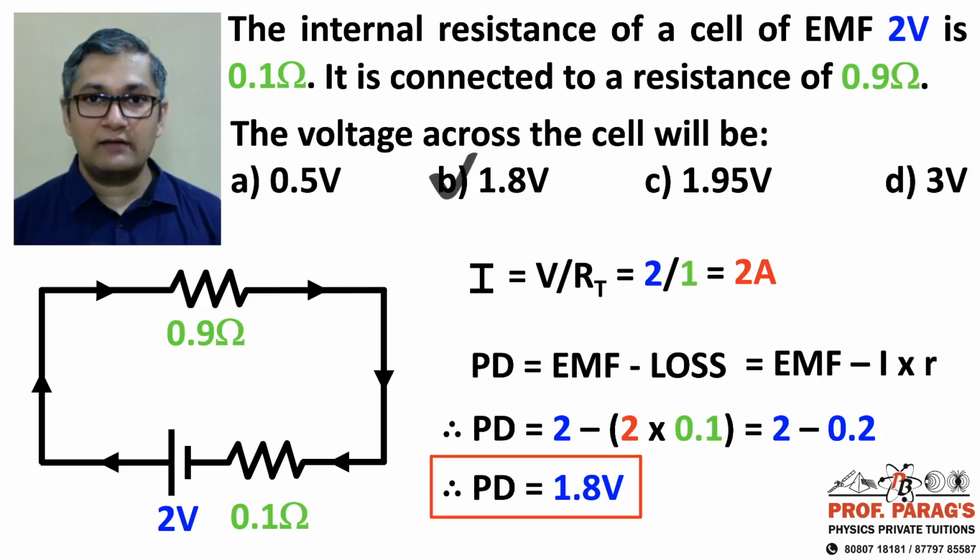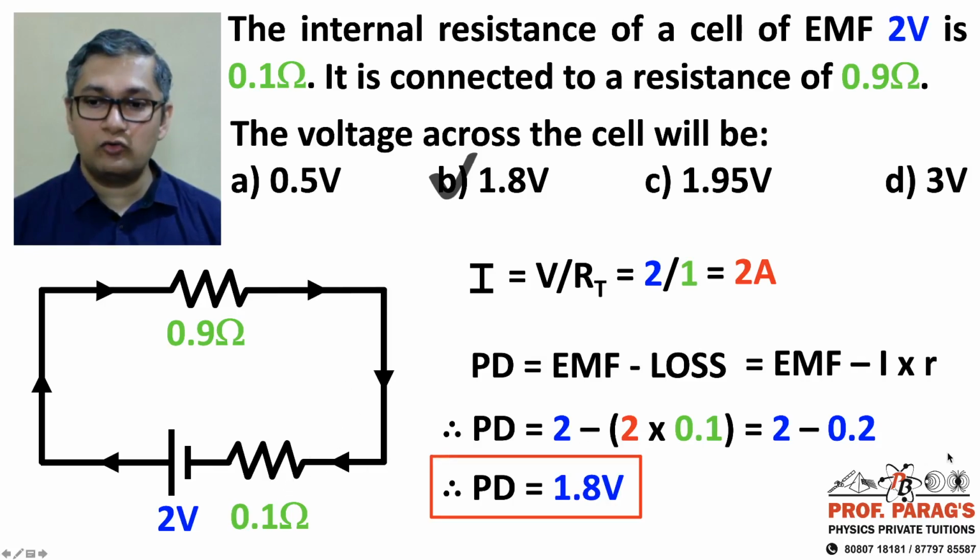Going back to the theory, you can now notice that this 2 volts has split. I am getting 1.8 volts across the external resistance. This external resistance can represent, say, a remote control, if I put my cell in a remote control. The remote control resistance I can call 0.9 ohms, and within the cell there is some loss here.